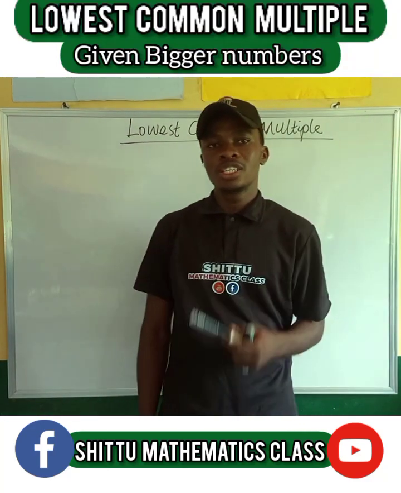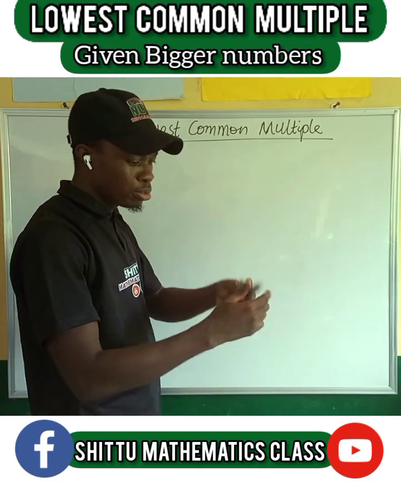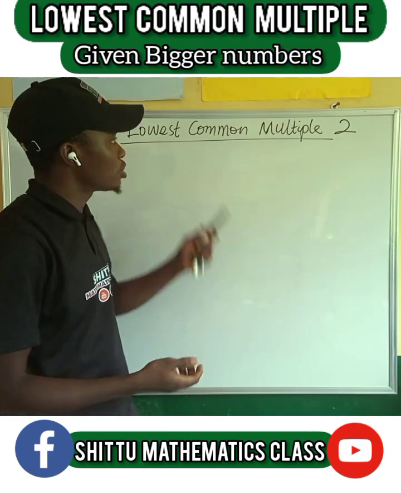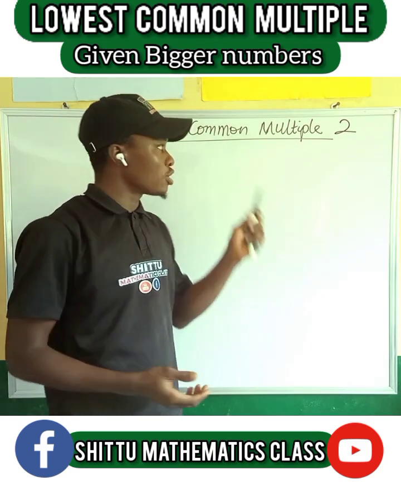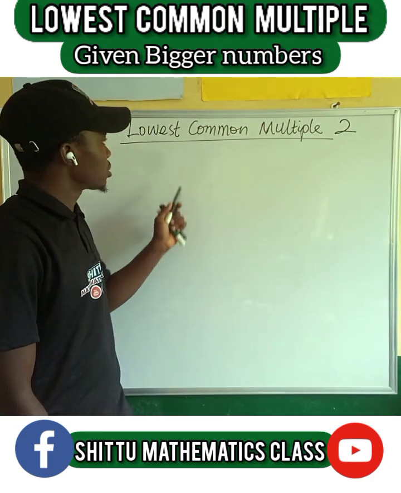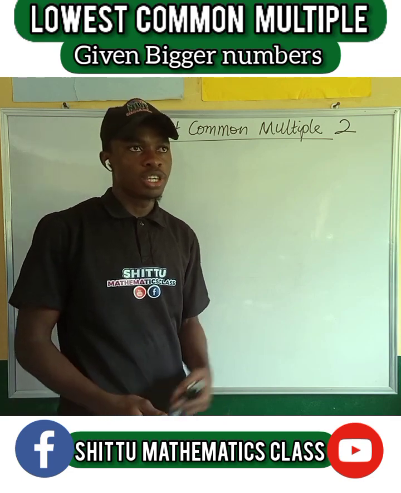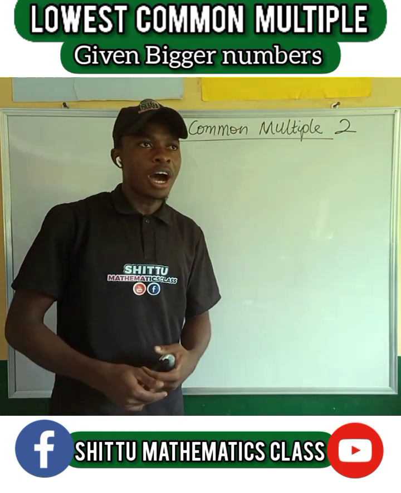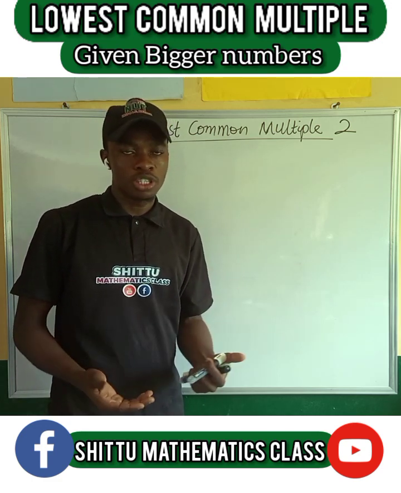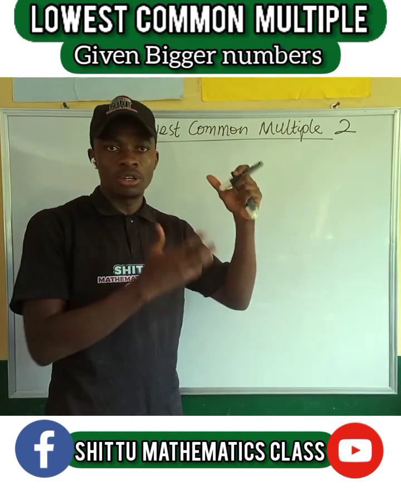Hello viewers, in today's tutorial we are going to be looking at, on this board, lowest common multiple 2. That is the second part of the video we made on lowest common multiple in the previous lesson. So today we are going to be talking about another way we can get the lowest common multiple, apart from first listing out the multiples of the numbers given.